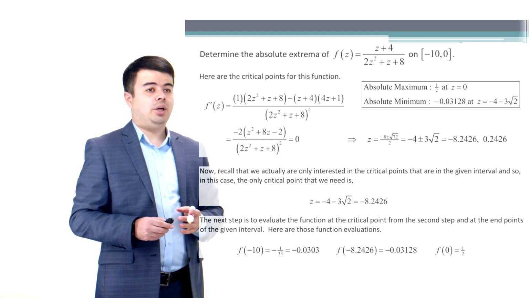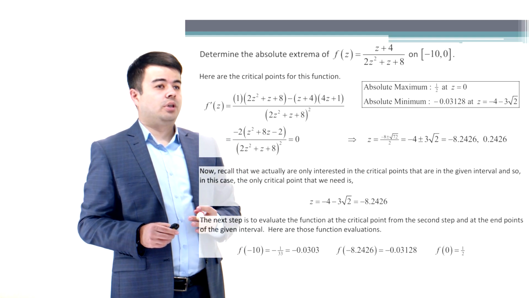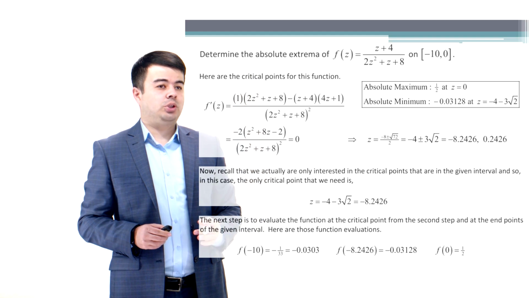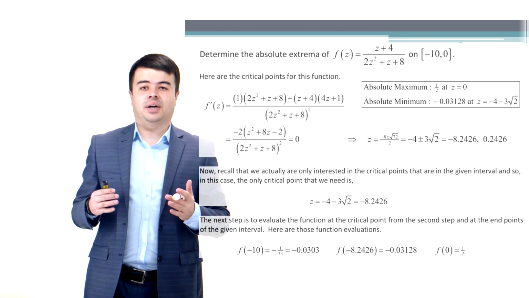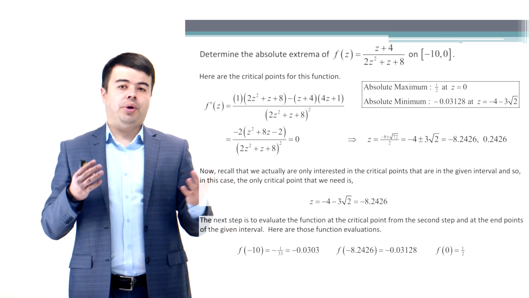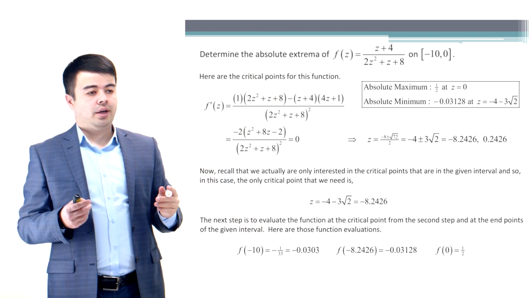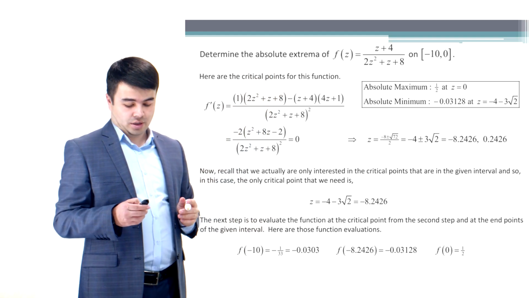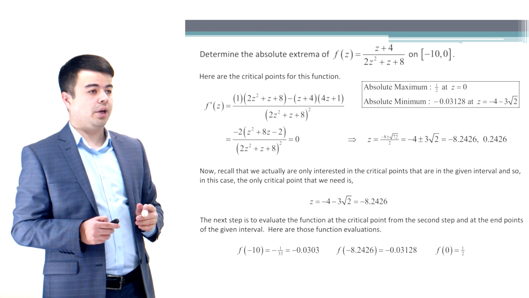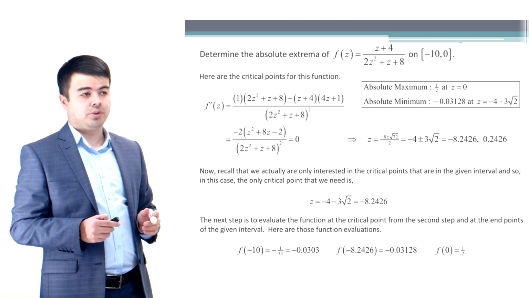For the next example, determine all absolute extrema of this function. Here we have the same situation. First of all, find all critical points, then compare them with all values at the endpoints, here minus 10 and 0, and define the absolute extrema. It will be unique, of course, an absolute maximum and an absolute minimum.